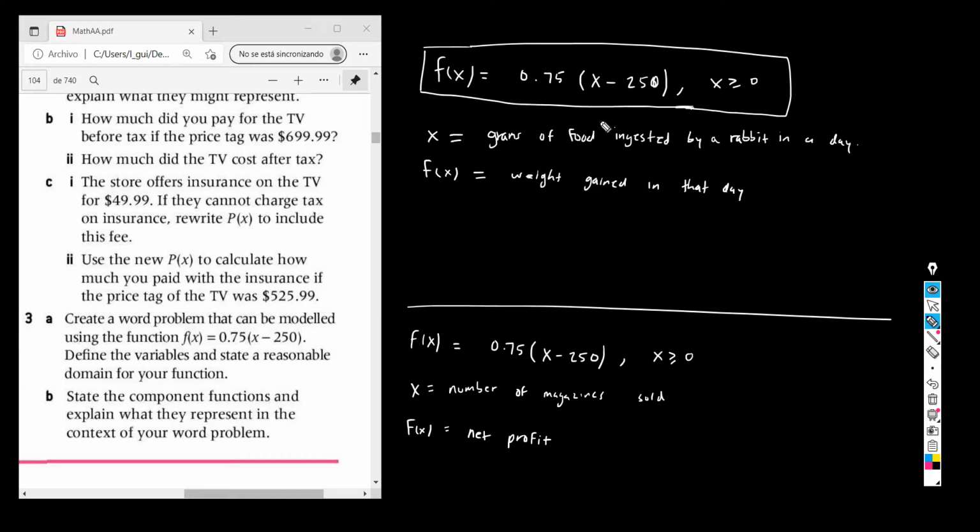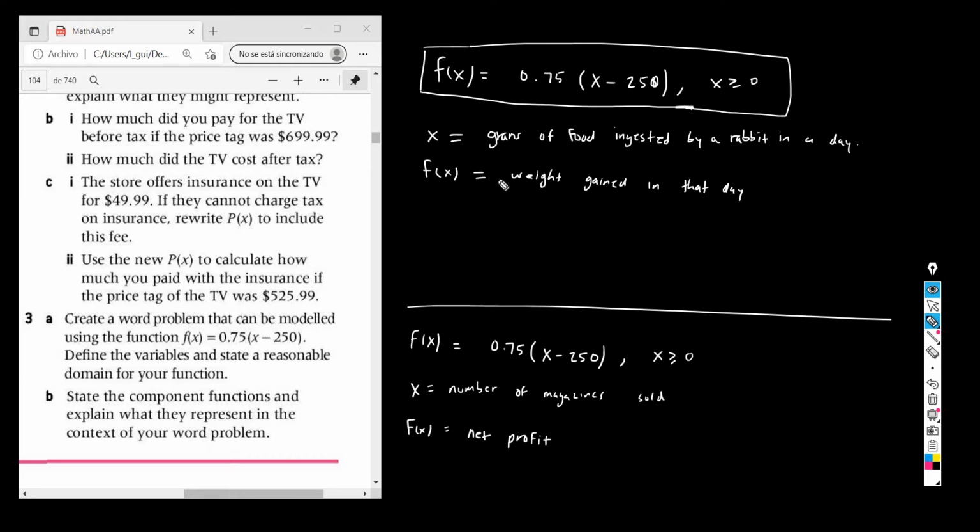And now let's understand why this situation can be modeled by using this function. First of all, I have no idea how many grams of food a rabbit can take in a day. This is all made up, guys. I'm having a lot of hypotheses, right?